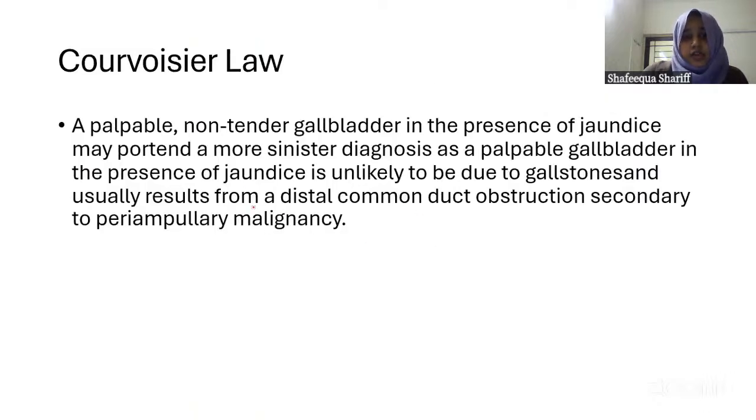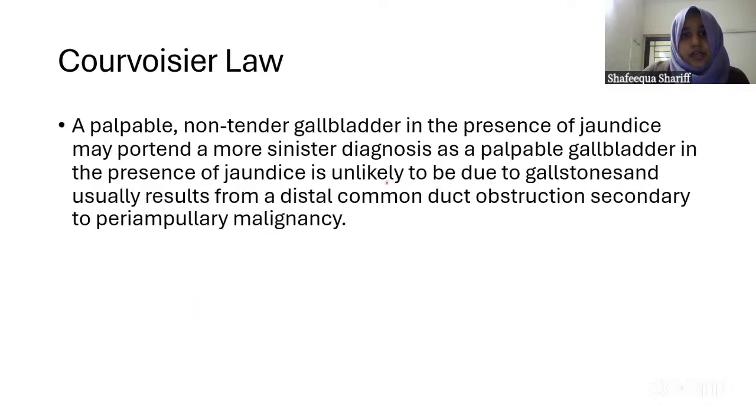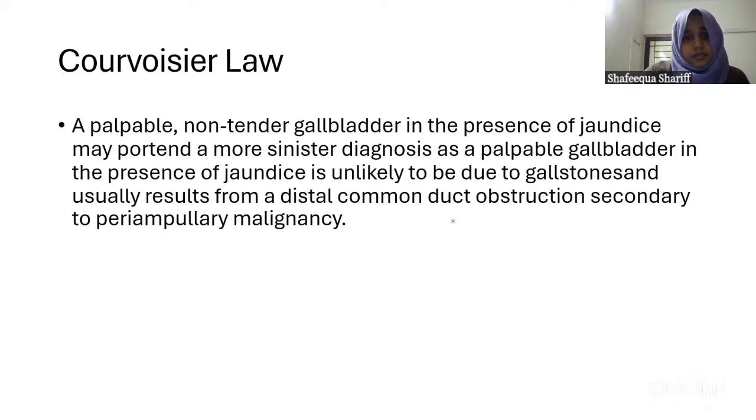So Courvoisier's law. Right now, I had told that a mass may be palpable here, but in acute cholecystitis, the derangement of the LFTs will not be excessive. Whereas if it is a palpable, non-tender gallbladder with jaundice, it is unlikely to be due to stones. It may portend a more sinister diagnosis. A palpable gallbladder with jaundice is unlikely due to gallstones and usually results from a distal common duct obstruction, which is most commonly secondary to a periampullary malignancy. There are obviously always exceptions away from the rule also.